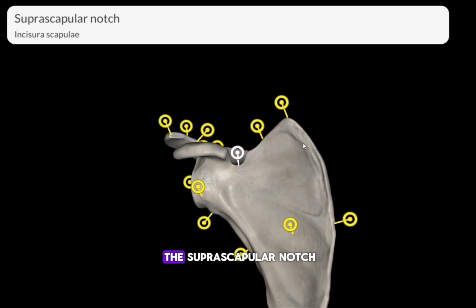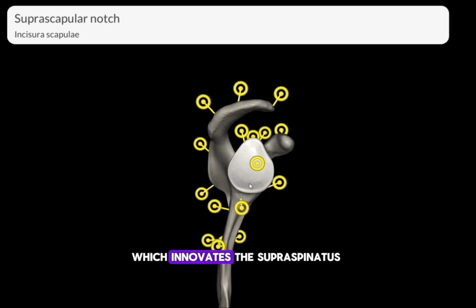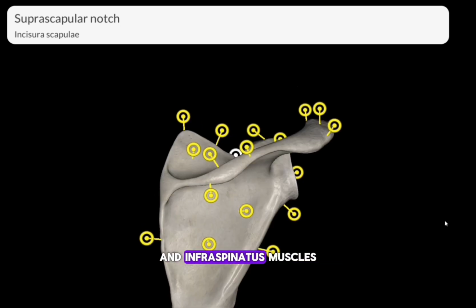Now next we have the suprascapular notch. This notch is located on the superior border of the scapula, just medial to the coracoid process. It allows passage for the suprascapular nerve which innervates the supraspinatus and infraspinatus muscles.